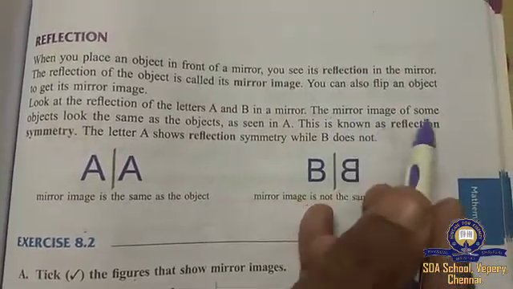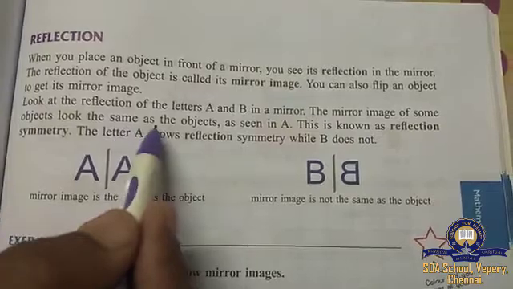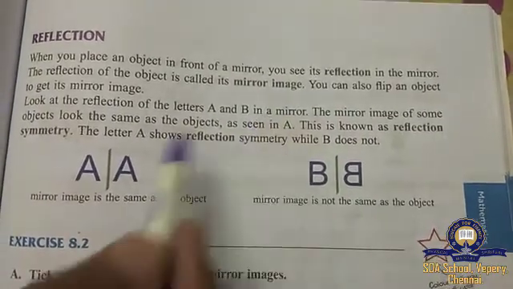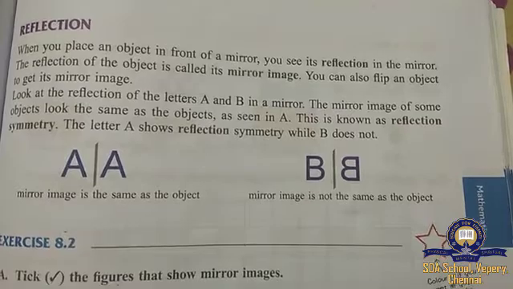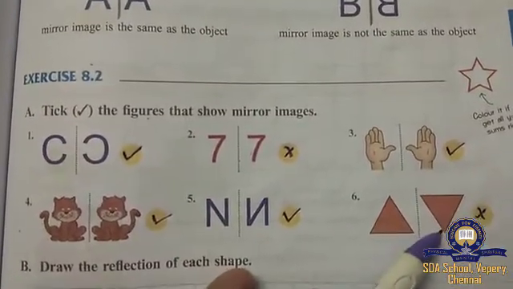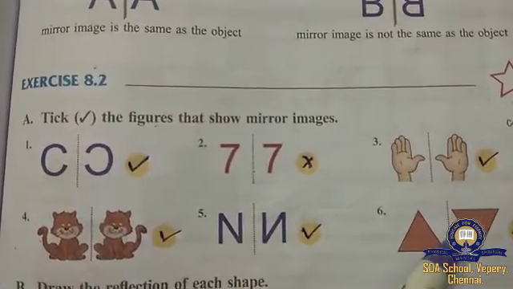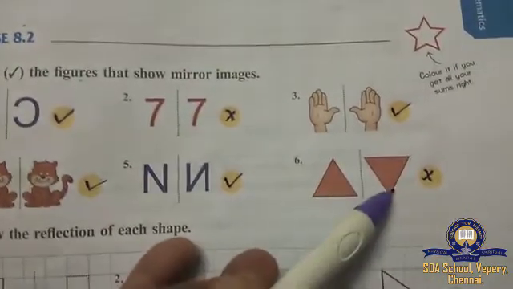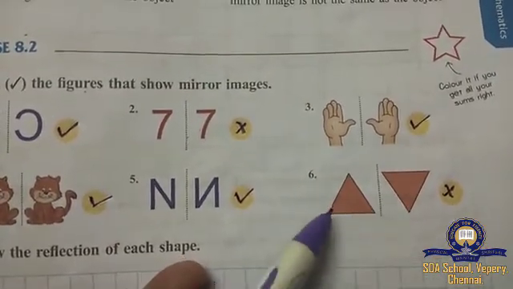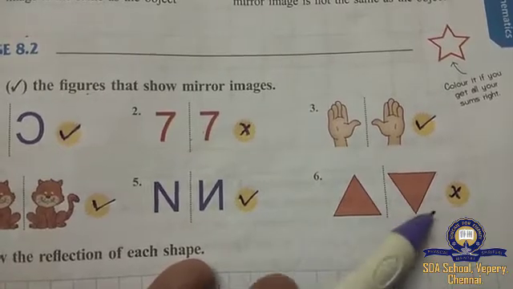The mirror image of some objects looks the same as the objects, as seen in A. It looks as it is only. Okay, children, see, in a triangle and all, it will be looking as it is only, but they have given it wrong. So only I have put wrong. Triangle means the mirror image will also be the same triangle, the same shape only will come, but they have put it wrong, upside down, so it is wrong.